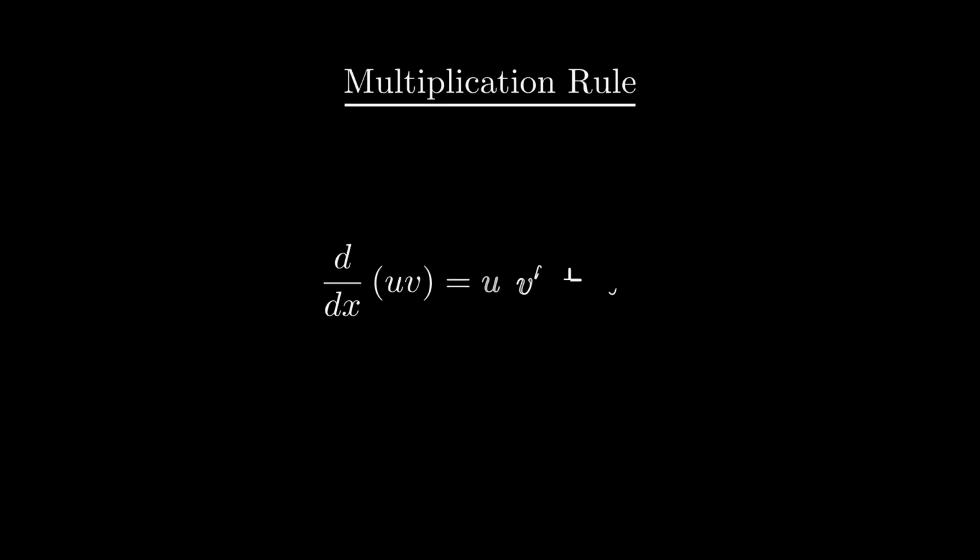So that's pretty cool, but how does it work? Where did this wacky rule come from? Interestingly, it derives from the multiplication rule, where the derivative of u times v is equal to u times v prime plus u prime times v. See how there's one prime in each addend? Let's take this backwards.